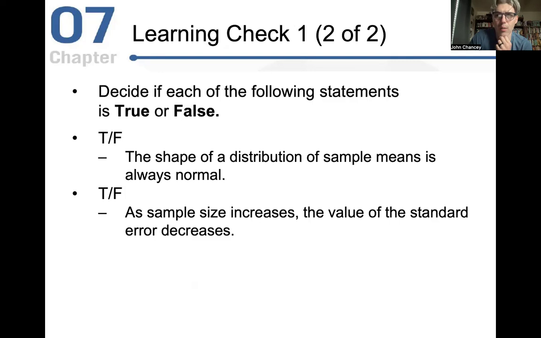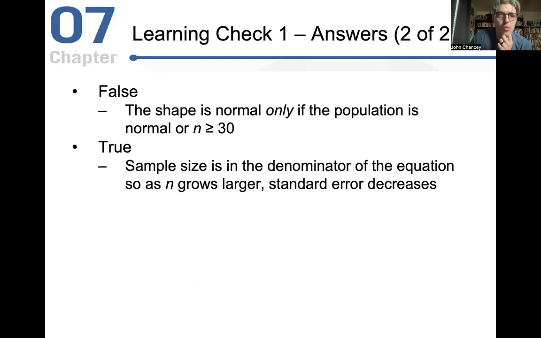Okay, hopefully you're back. Hopefully you worked through both of those. First one is false. It is normal only if the population is normal or n equals 30 or greater than 30, I should say. And then the second item is true. Sample size is the denominator of the equation. So as n grows larger, standard error decreases. That's that relationship. As sample size grows larger, we tend to see a smaller standard error.